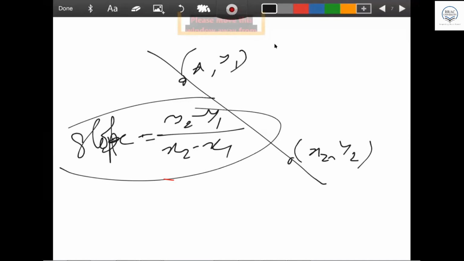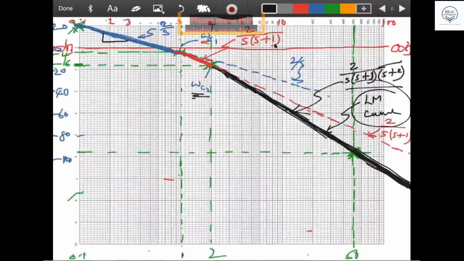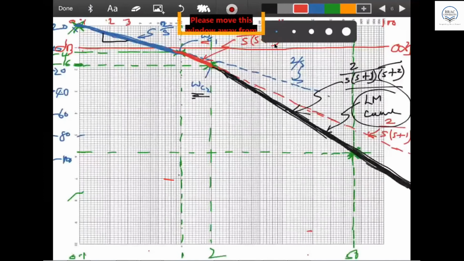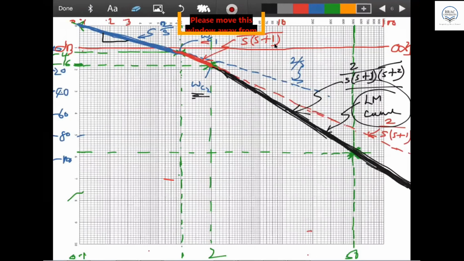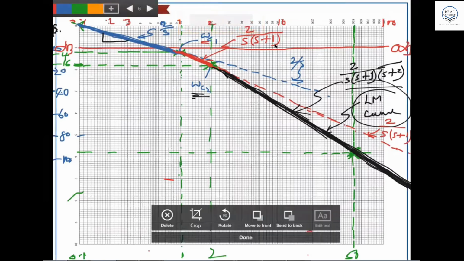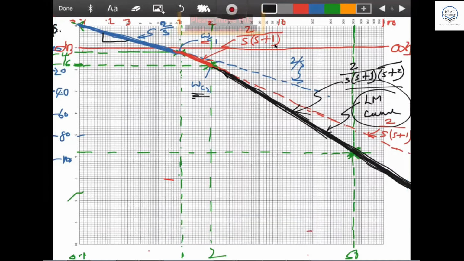Okay, exactly the same thing we are going to apply here. If we want to apply the slope definition here, first of all, we have to see what the point is. What is the value of this point? Tell me first. The x value is 0.1, and the y value is 20, right? 0.1, comma, this is 20 dB. Isn't that the point?